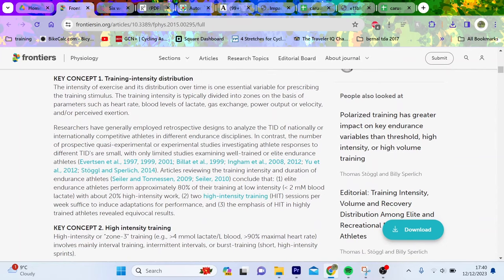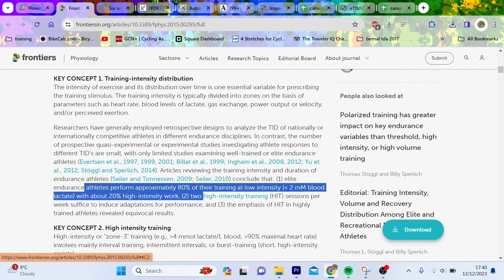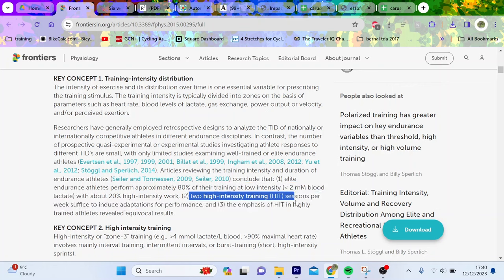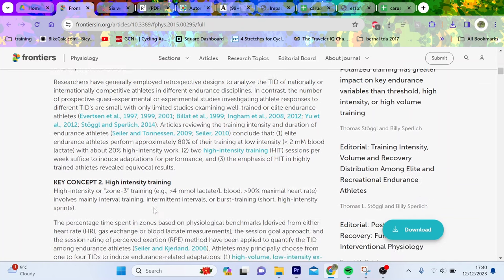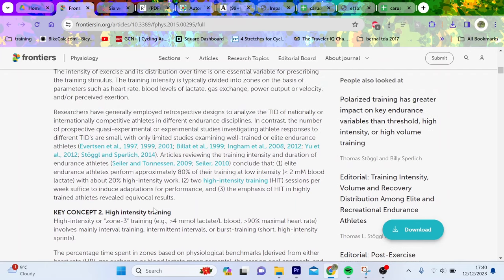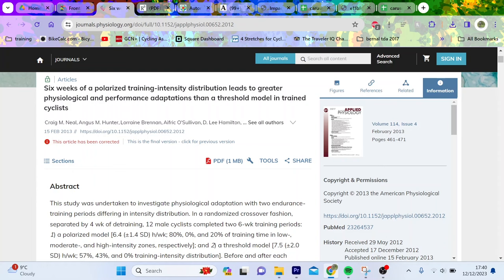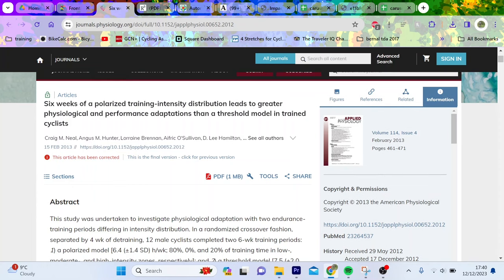So what we can see here is that articles reviewing the training intensity distribution of endurance athletes conclude that elite endurance athletes put 80% of their training at low intensity, 20% high intensity, with two high intensity training sessions per week suffices to induce adaptations for performance. So basically, that's their point here, that you only need to do a small amount.